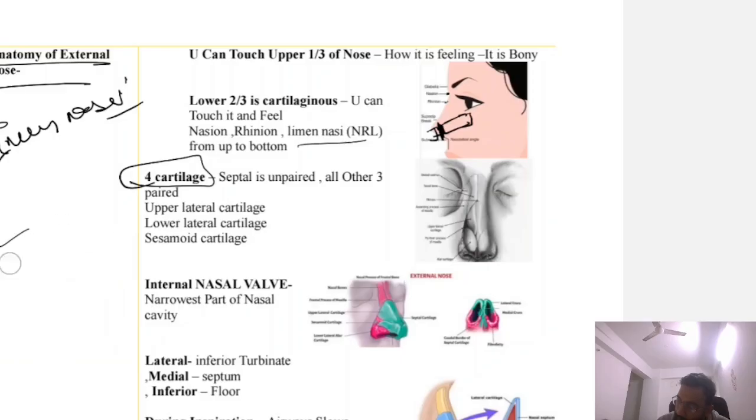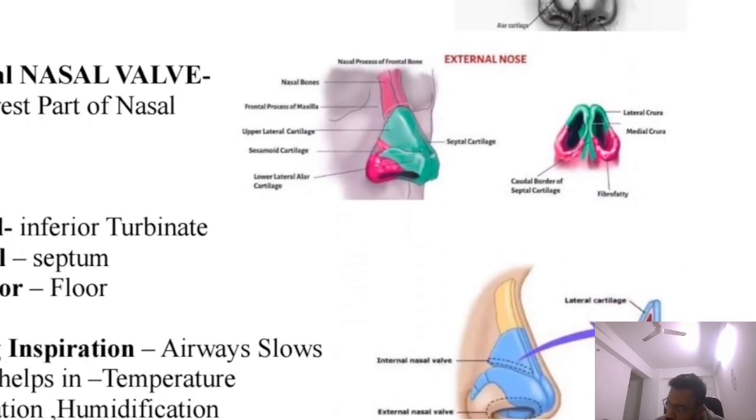Okay, now the internal nasal wall. What is the internal nasal wall? You can see this is the internal nasal wall, it is the narrowest part. The medial wall is formed by the nasal septum, the lateral wall is formed by the inferior turbinate, and the floor is formed by the floor of the nose. Okay, this is the internal nasal wall.